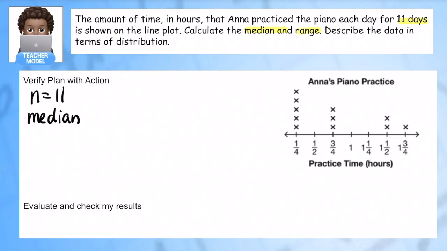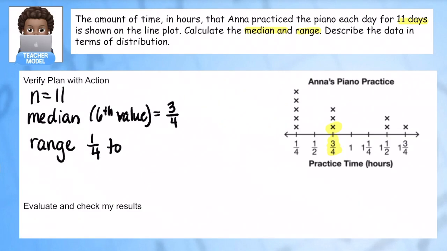Again, I'm taking away 1. So 11 minus 1 is 10. 10 divided by 2 is 5. So my median would be the 6th number. One, two, three, four, 5. Here's my 6th one. 1, 2, 3, 4, 5. So this is my median, 3/4. And my range is from 1/4 to 1 3/4. So when I subtract those, 1 3/4 minus 1/4, my range is 1.5.